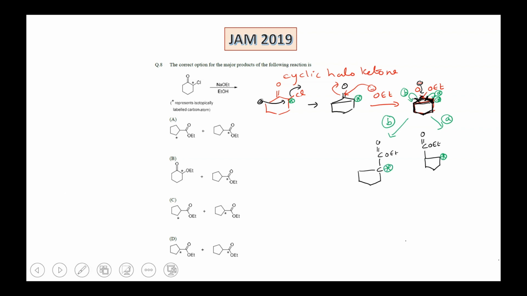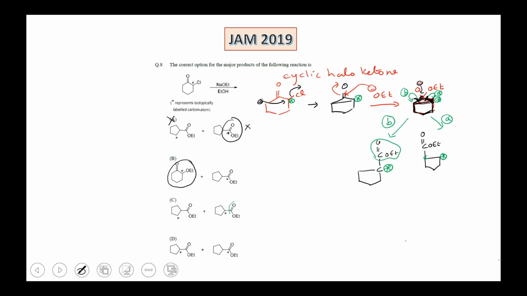So what I can say is that I have labeling in the carbon adjacent to the ester carbon and the next to next carbon. So that is how the product is. So it is not the ester carbon, it is the adjacent carbon and next to next carbon. Now you can see this is the ester carbon which has the labeling, so it is wrong. So option A is wrong.